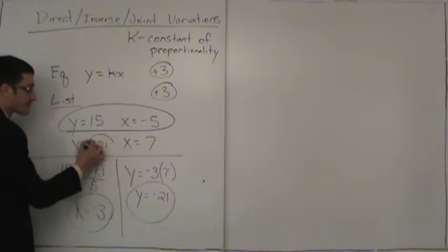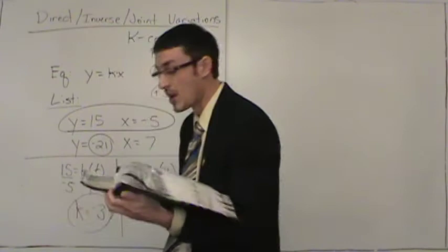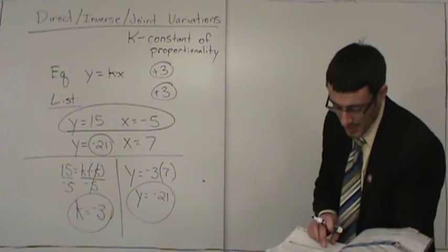Okay, now, next problem. I want you to flip over, well, I guess you can stay on page 587. Stay at the bottom of page 587. It says joint variation. Example 2 on the bottom.